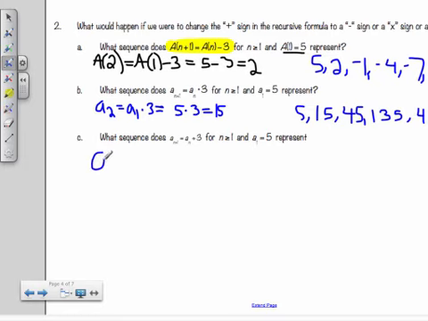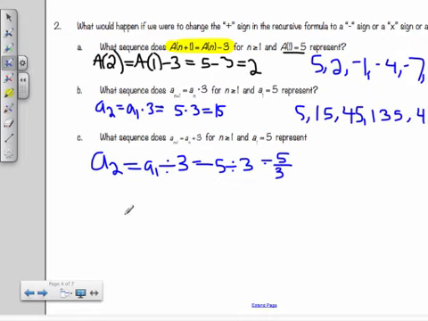Okay, now question C, instead of multiplication, addition, or subtraction, I'm just going to do division. So if I want to figure out what a sub 2 is, all I would do is take a sub 1 and divide it by 3. So I end up getting 5 divided by 3, which is not evenly divisible, so I'm going to say it's 5/3. So I know this answer right here is going to be 5/3.